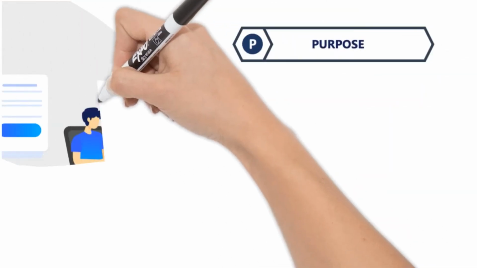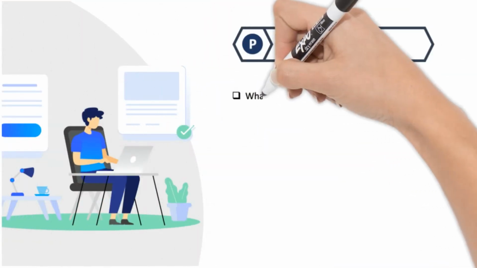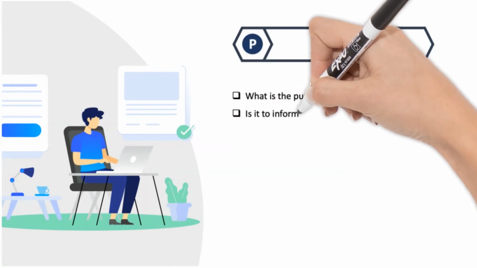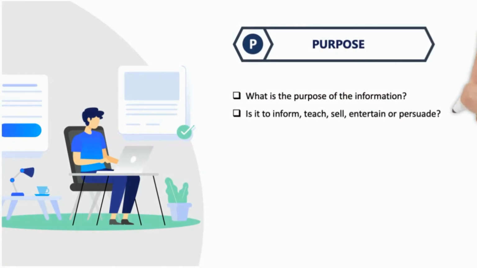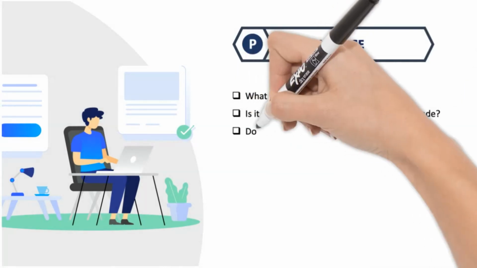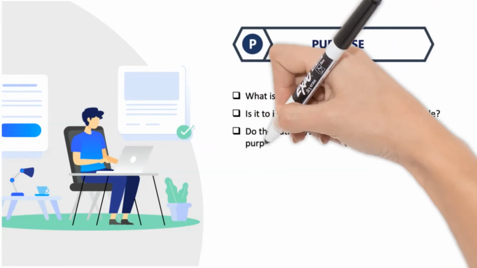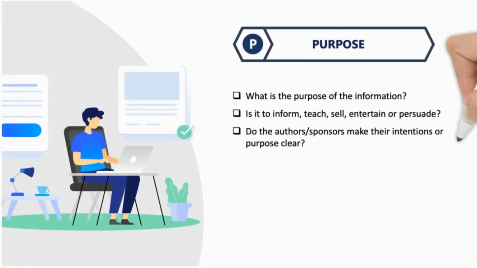And P stands for purpose. What is the objective of the information? Is it to inform, teach, sell, entertain, or persuade? Is the purpose clear? Some of these details may be found in the About page of a website, perhaps presented as an organization's mission, vision, and/or objective.